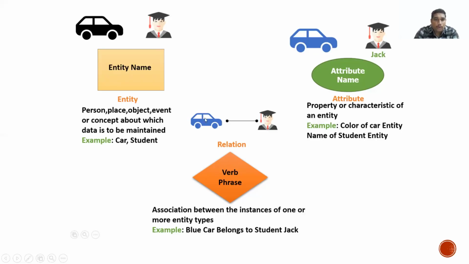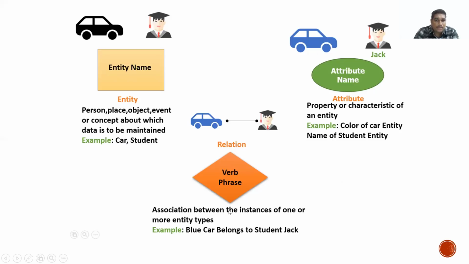Now if you map the car with the person, which car he is maintaining is represented by a relation, which is drawn as a diamond. The representation of a relation is a diamond. The representation of an entity is a rectangle. The representation of an attribute is an ellipse.